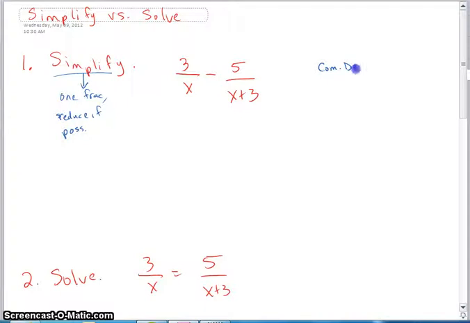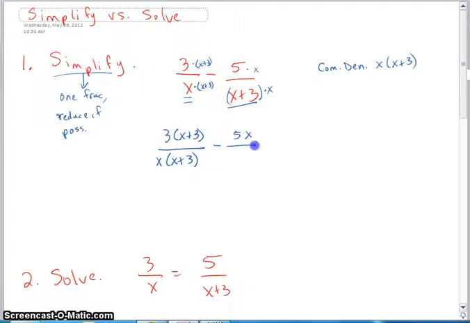So to get these two fractions combined into one fraction, I must have a common denominator. In this case, my common denominator has to be x, because I need an x, and also x plus 3. So I'm thinking about, what is this first fraction missing? What do I need to multiply by so that it will have a common denominator of x times x plus 3? I'm missing the x plus 3 part. And then I'm thinking, what's the second fraction missing? It's missing an x. So I've got 3 times x plus 3 over x times x plus 3 minus 5x over x times x plus 3.